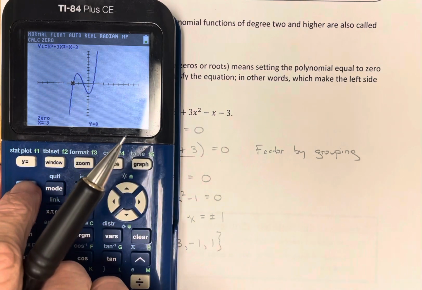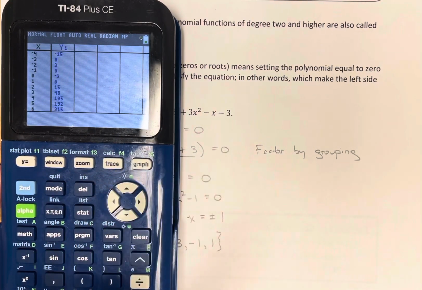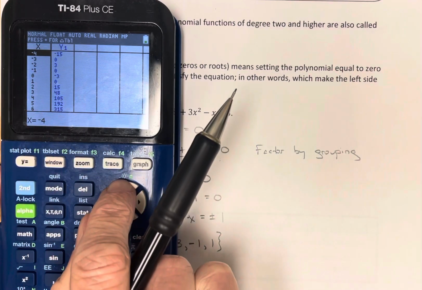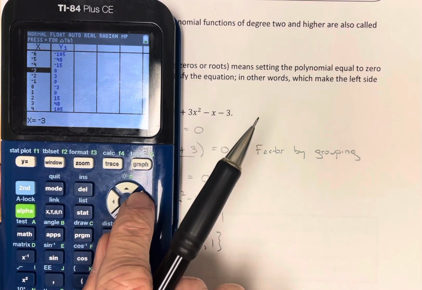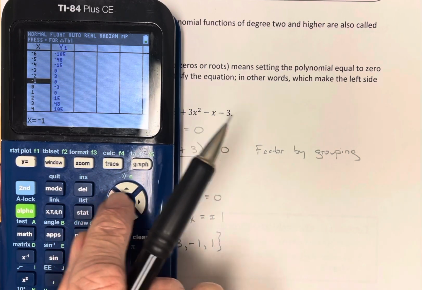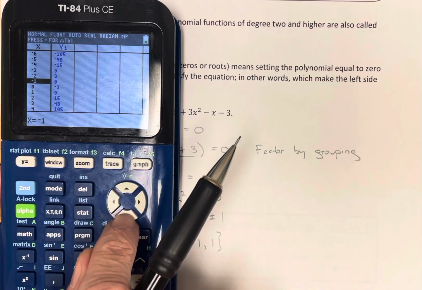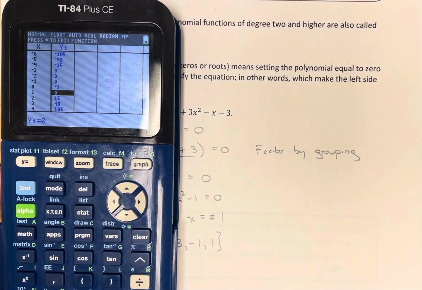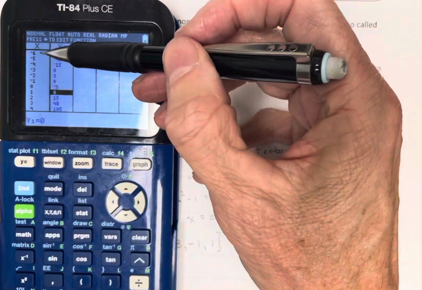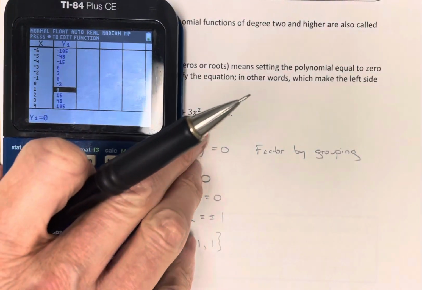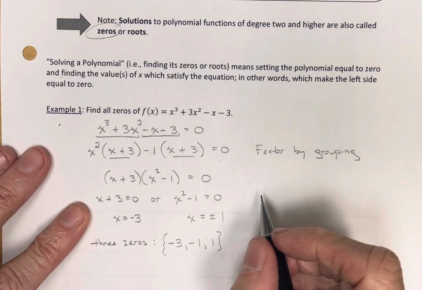Because they're integers, I can also go to my table. So go to my table, and because my table is x integer values, I can see that there's a 0 at -3. Here's a 0 at -1, and here's the 0 at +1 right there. So I can also use my table, and my table is currently set up so that my x values are integers. Okay, I want to note one thing.